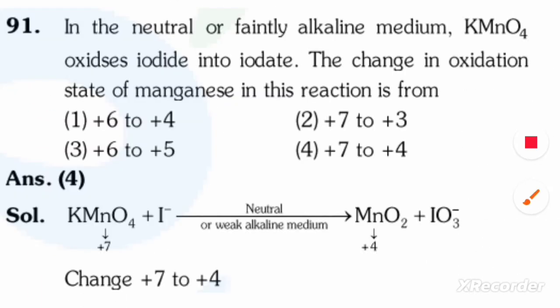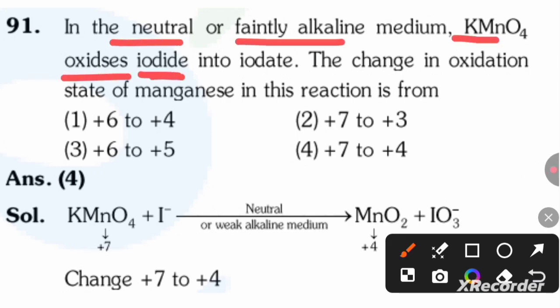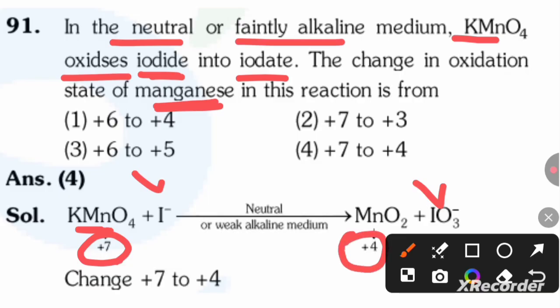Next question from d and f block elements. In neutral and faintly alkaline medium, potassium permanganate oxidizes iodide into iodate. The change in the oxidation state of manganese: in potassium permanganate, the oxidation state of manganese is +7, and in MnO2 the oxidation state of manganese is +4. So option 4 is the right answer for this question.